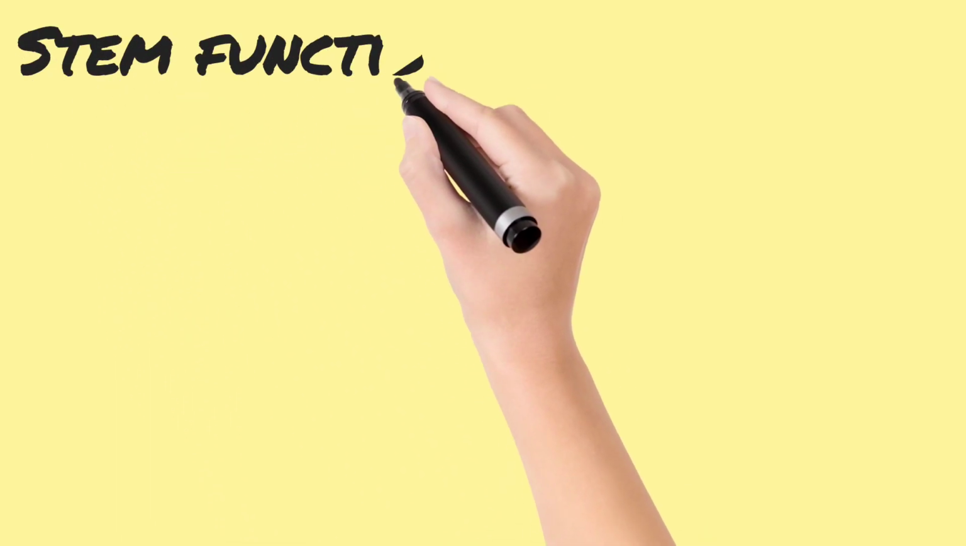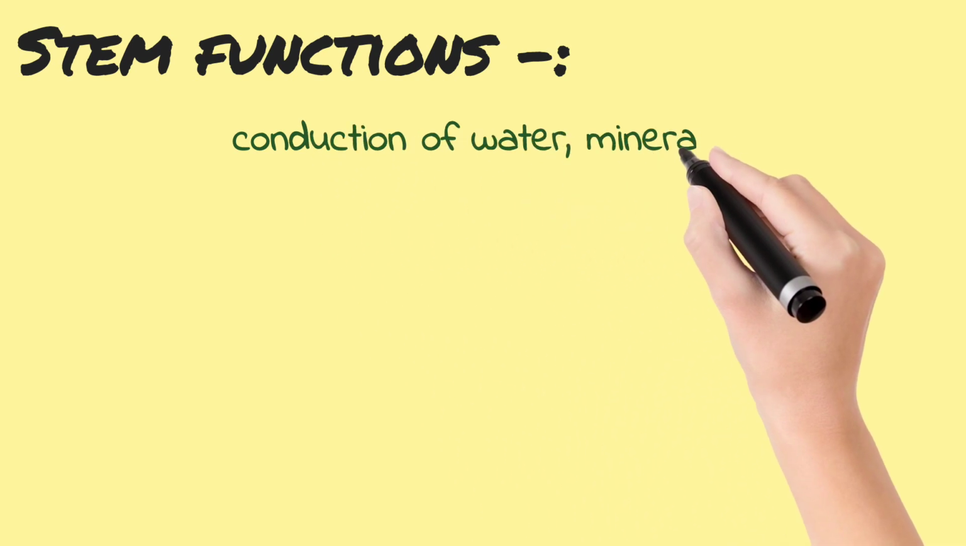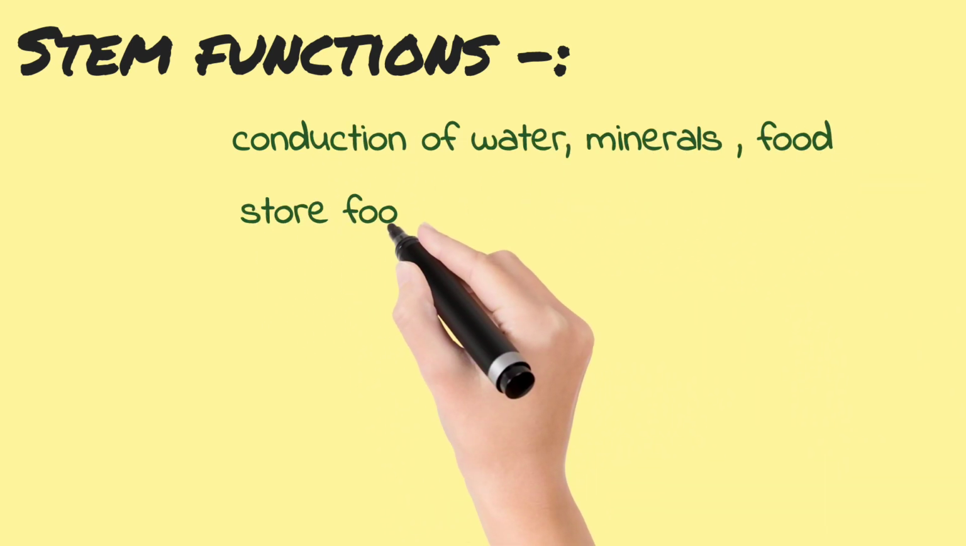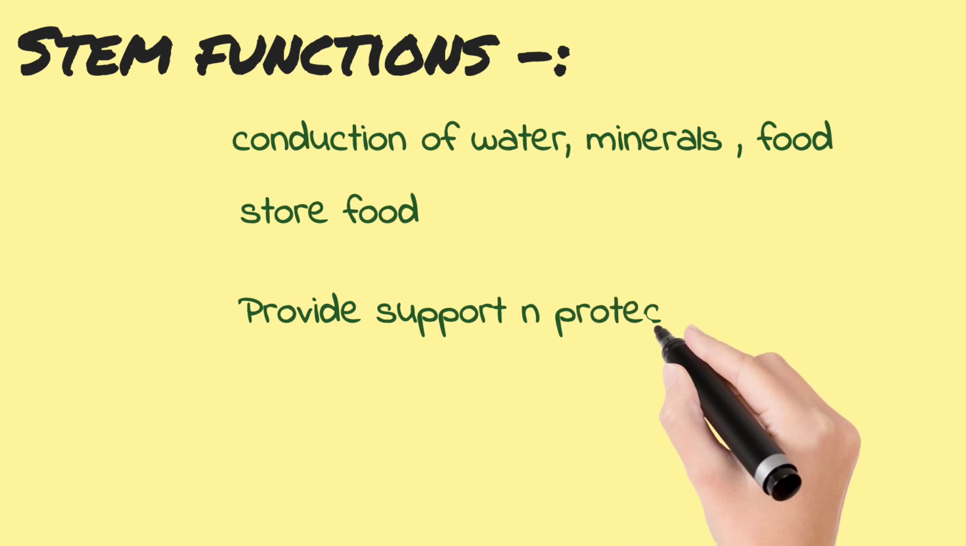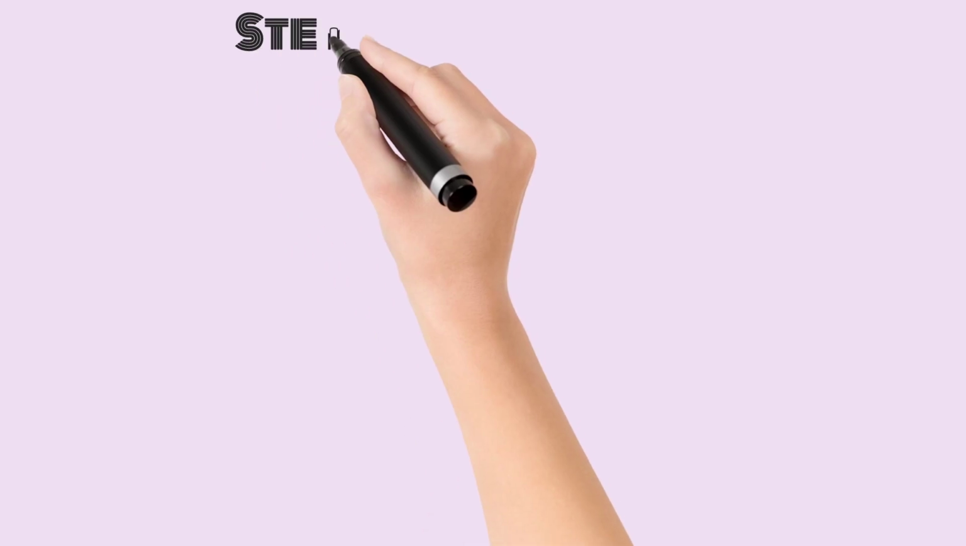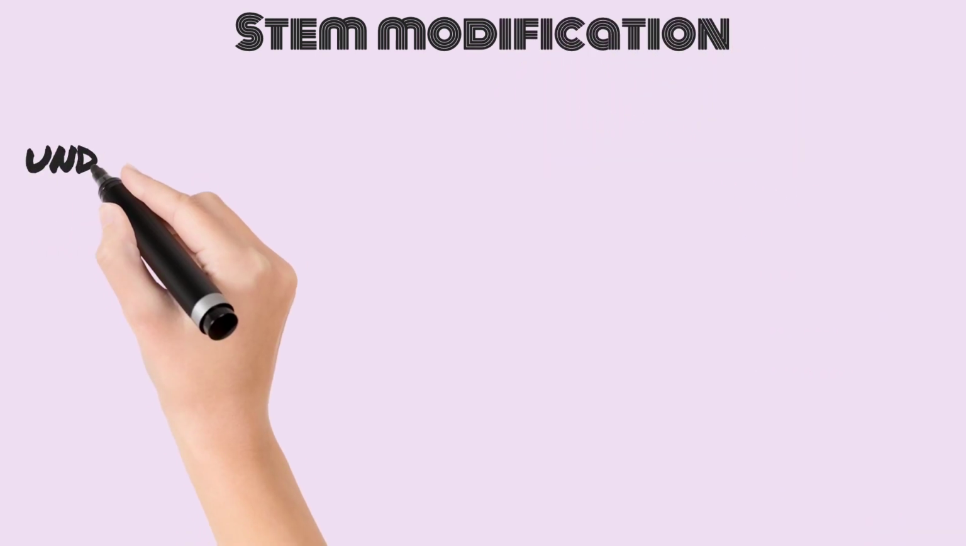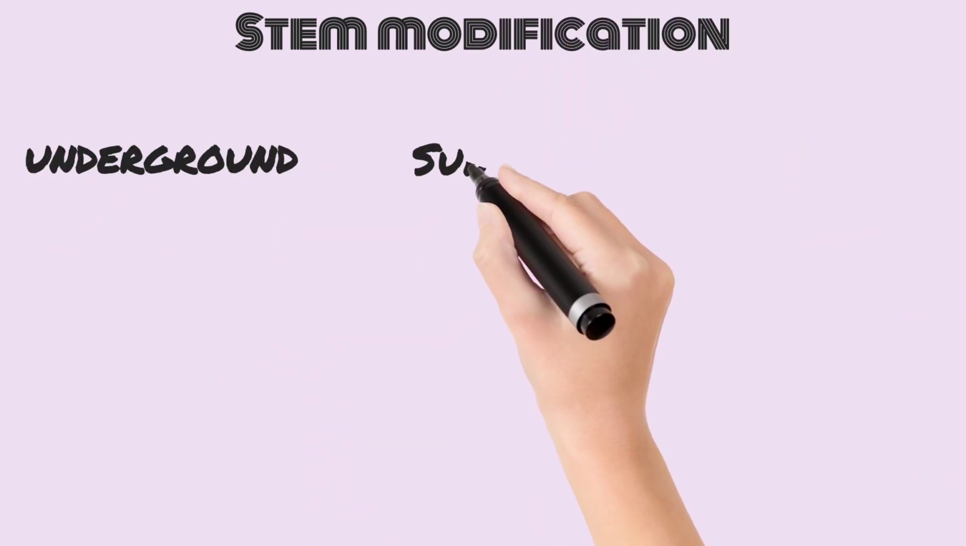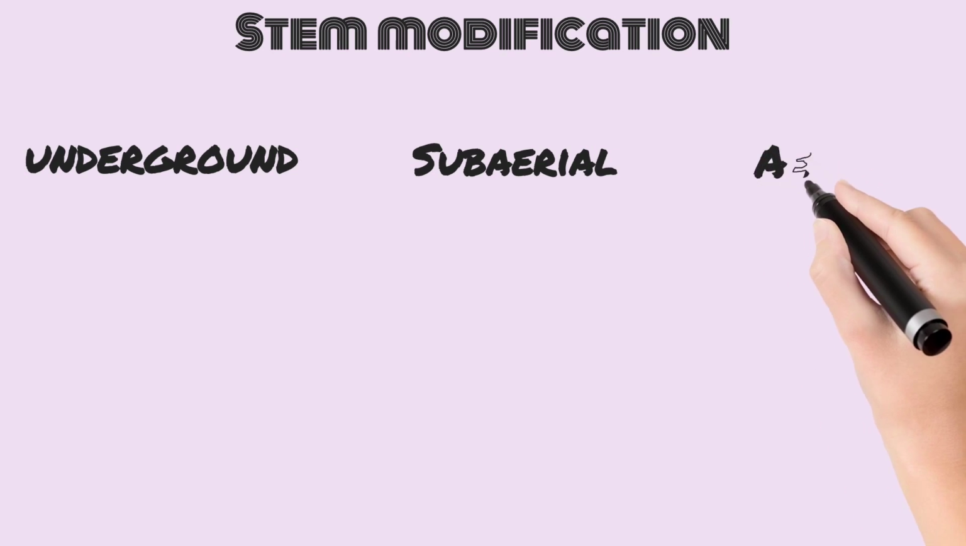Functions of stems: a stem conducts minerals and water. Stem transports food and stores it also. Stem provides support and protection. Stem does vegetative reproduction. Stem modifications are of three types: first underground, second subaerial and third aerial.